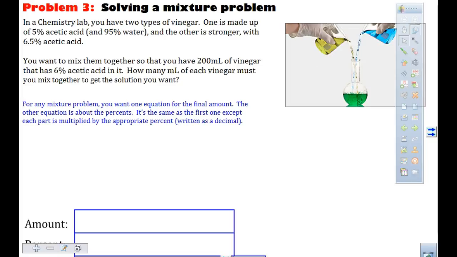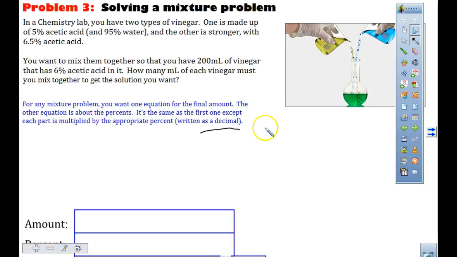So it's kind of like those problems that you're looking at, in that one deals with the final amount that you want to get and the other deals with all the percentages. Okay? And it says each part, in the same way as the first one, except each part is multiplied by the appropriate percent, and we are always going to change our percent to a decimal.